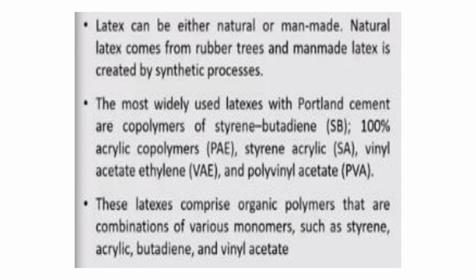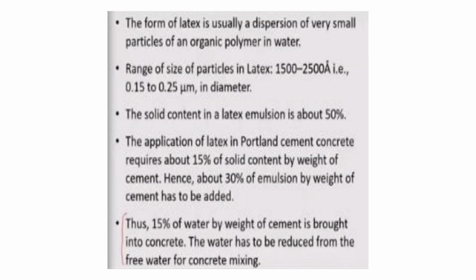In Portland cement, these latexes comprise organic polymers that are combinations of various monomers such as styrene, acrylic, butadiene, and vinyl acetate. The form of latex is usually a dispersion of very small particles of an organic polymer in water. The range of size of particles in latex is from 1500 to 2500 angstrom, that is 0.15 to 0.25 micrometer in diameter. So this is the range of particles in latex.